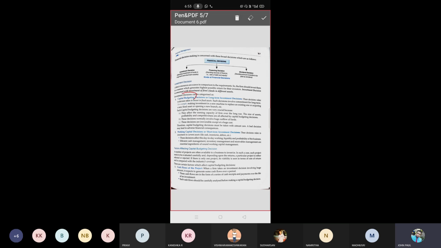Capital budgeting, which is called long term. These are decisions taken to invest in fixed assets. Such decisions involve a commitment for the long term. For example, making an investment in a new machine to replace the existing one, or acquiring a new fixed asset, or opening a new branch. These things are to be called investment.